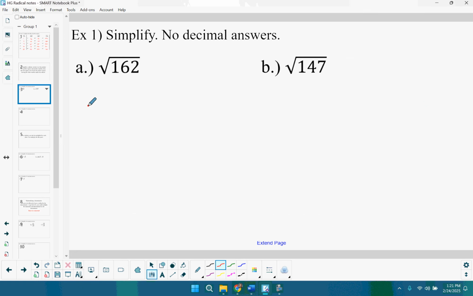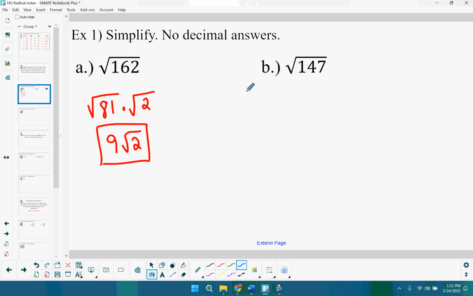So I'm going to rewrite 162 as the square root of 81 times, and if I divide 162 by 81, I get 2. So 162 is really 81 times 2. I could take the square root of 81 to get 9, but I can't take the square root of 2, so that stays. And that's my answer.